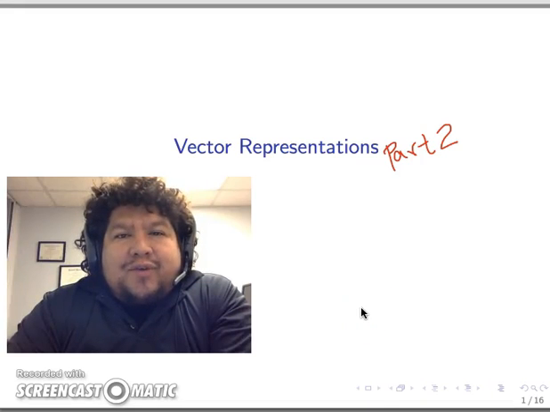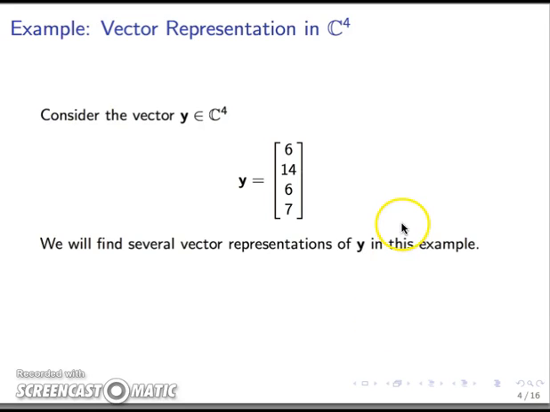Welcome to part 2 of vector representations. So we continue with the example in which we're considering a specific vector of C4 here with entries 6, 14, 6, and 7. And we want to represent this vector relative to different bases.